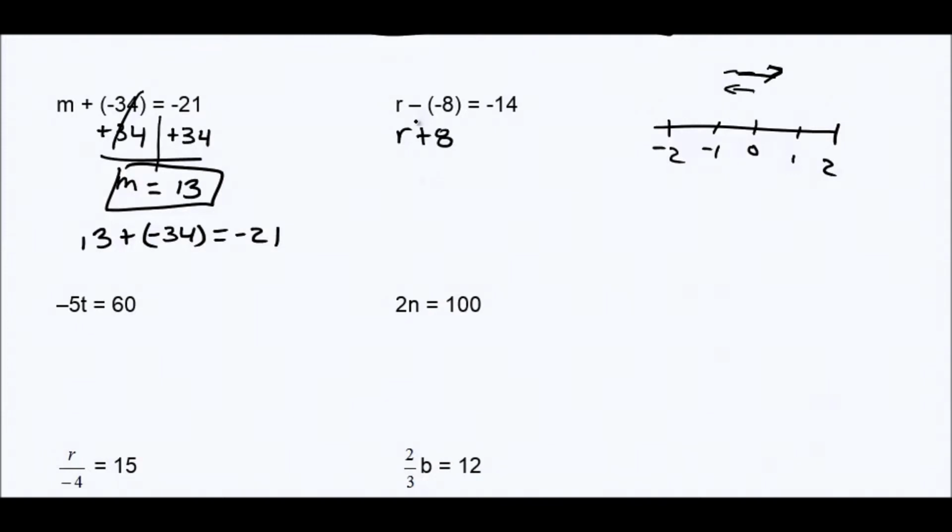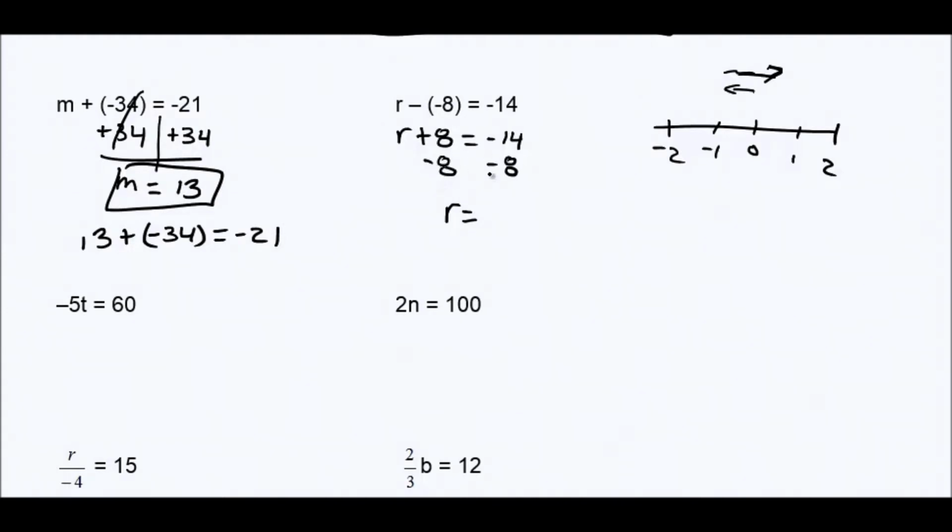Okay, so what I used to do when I was a student, I used to just go, okay, negative, negative turns into positive, so it's r plus 8 now. That's what that turns into. So r plus 8 is equal to a negative 14. So right here, I want to eliminate the positive 8, so I'm going to have r by itself. So I'm going to subtract 8 from both sides.